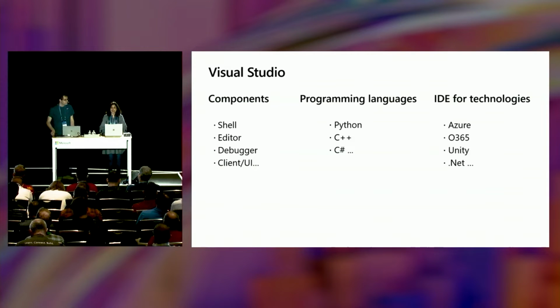for its engineering system. Visual Studio has a very large code base that has been developed over 25 years, and it includes its core components like the shell, editor, debugger, and the client and UI. It also supports multiple languages, including Python, C++, and C#. Another challenge for its engineering system is that it also serves as a vehicle to deliver different technology constructs and support their IDE features as it ships. Next slide, Mark.